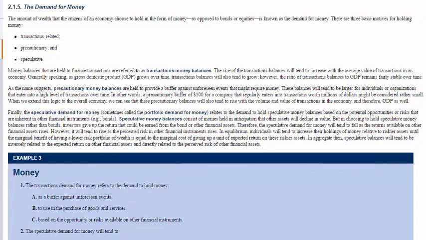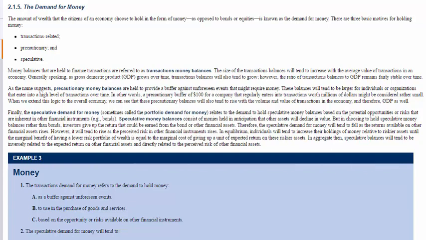When we get into the precautionary, it said precautionary balances are held to provide a buffer against unforeseen events that might require money. These balances will tend to be larger for individuals or organizations that enter into a high level of transactions over time. In other words, a precautionary buffer of $100 for a company that regularly enters into transactions worth millions of dollars might be considered rather small. Okay, but the important thing here is that the last sentence says balances will also tend to rise with the volume and value of transactions in the economy, and therefore GDP as well.